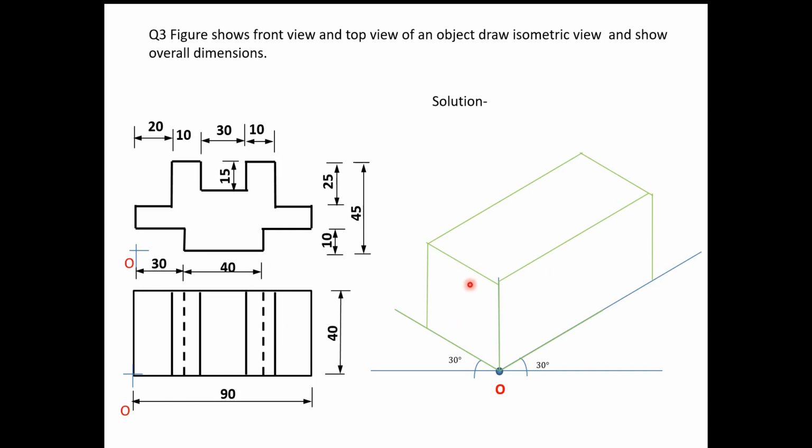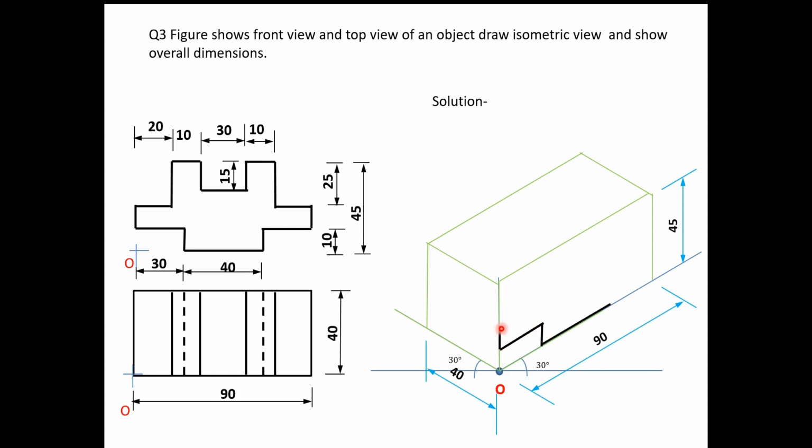Next, first we will mark the front view. On the origin we have to mark the front view. This edge is 10 mm from this point, so I will mark here. This is 40 mm and this is 30 mm from this. So from the origin we will mark 30 and this length is 40. Next, this edge is 10 mm. Here it is vertical, here also it is vertical, so this is vertical.